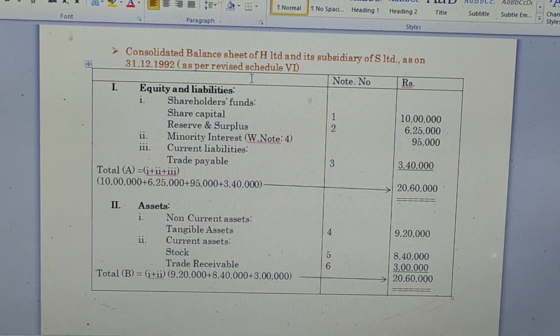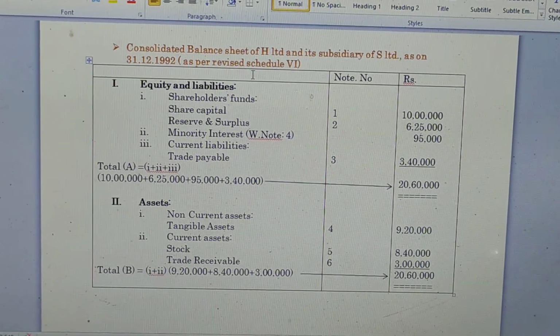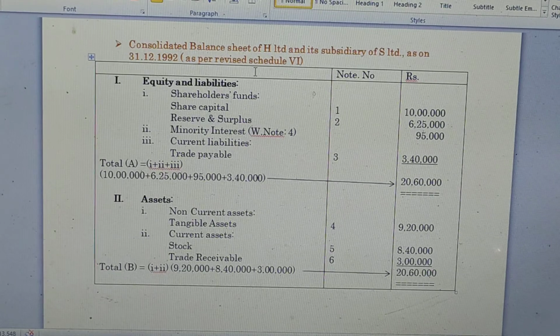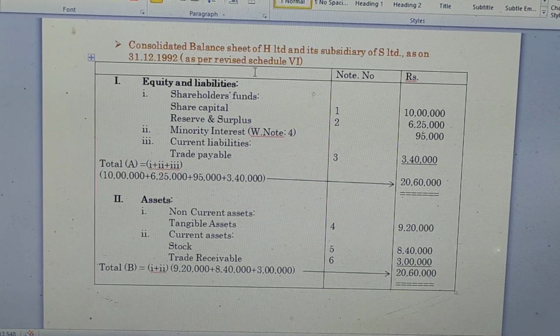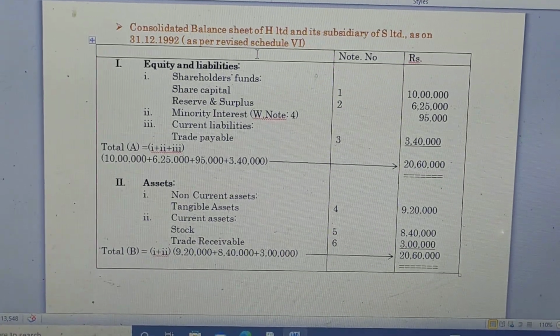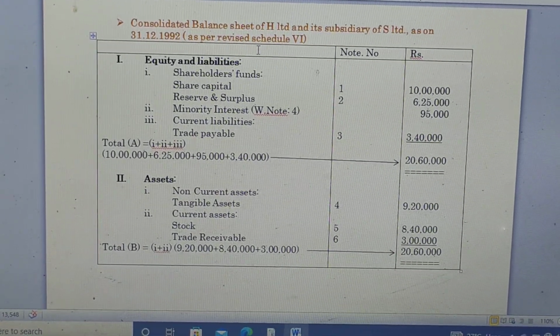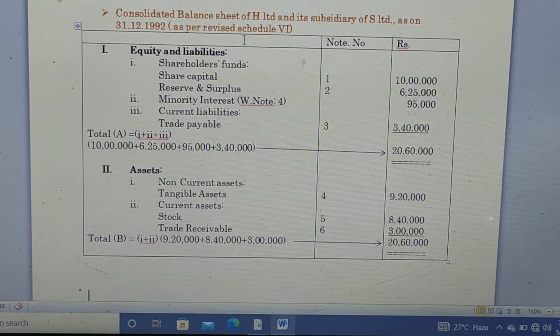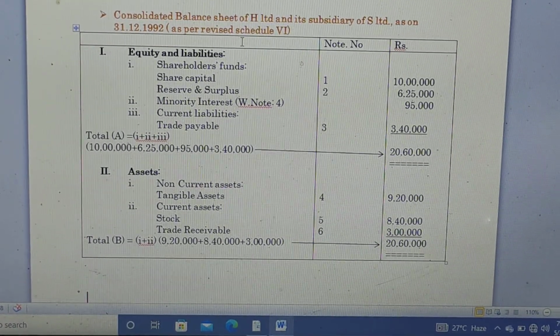And we have to mention current liabilities. Under the current liability we have to mention trade payable, that is note number 3's heading. Note number 3 total is 3,40,000. So the total equity and liabilities are 20,60,000. It means 10 lakhs plus 6,25,000 plus 95,000 plus 3,40,000.